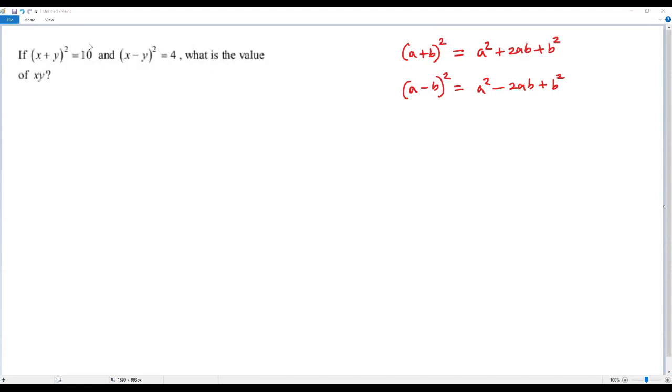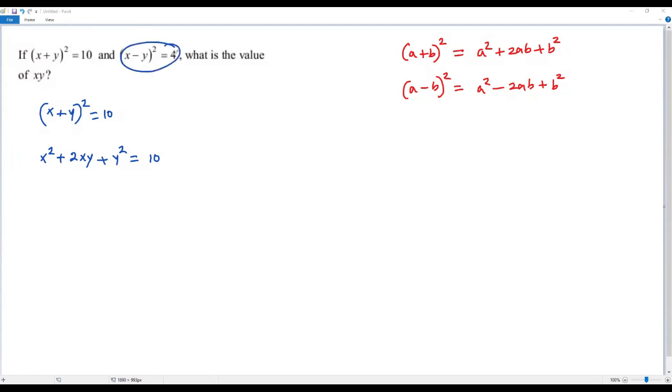Now let me take the first equation, that is (x + y)² = 10. Here this (x + y)² is exactly in this form. In place of a we have x, in place of b we have y. So to get the expansion, we have to use this trinomial. In this trinomial, we write x in place of a and y in place of b. Then we get x² + 2xy + y² = 10.